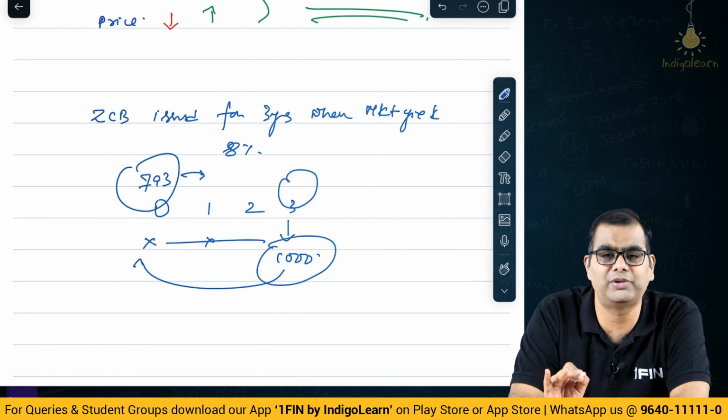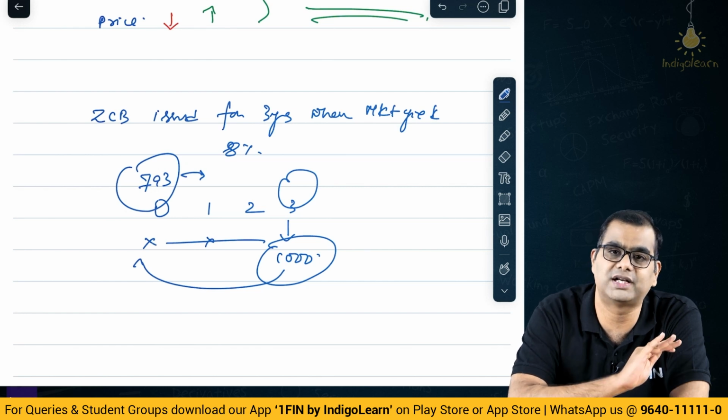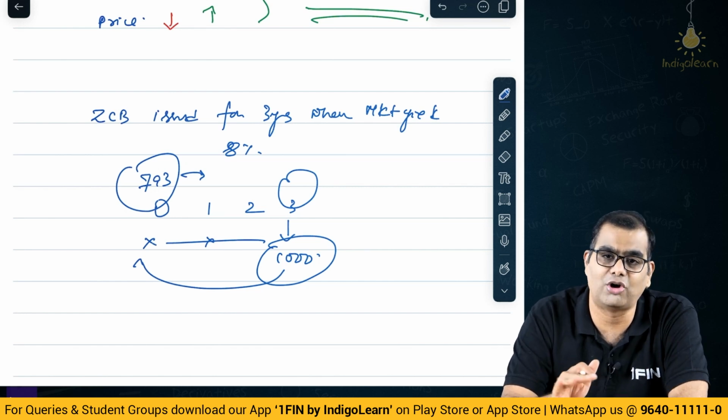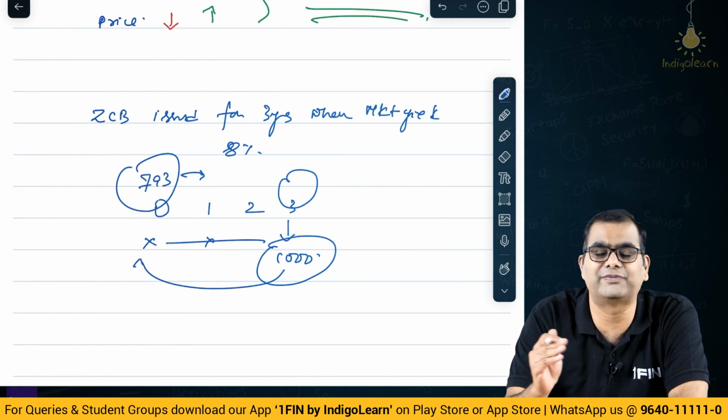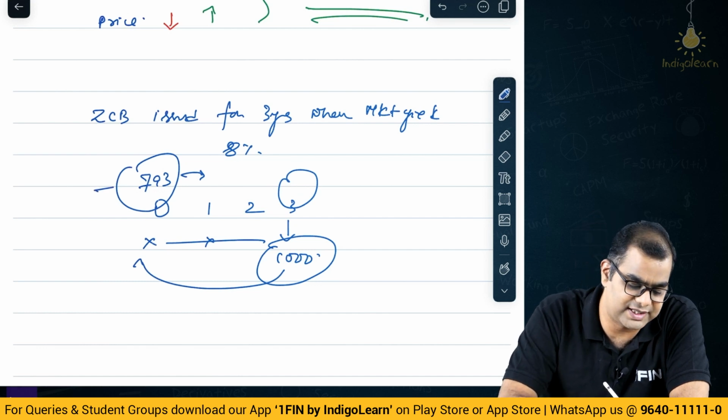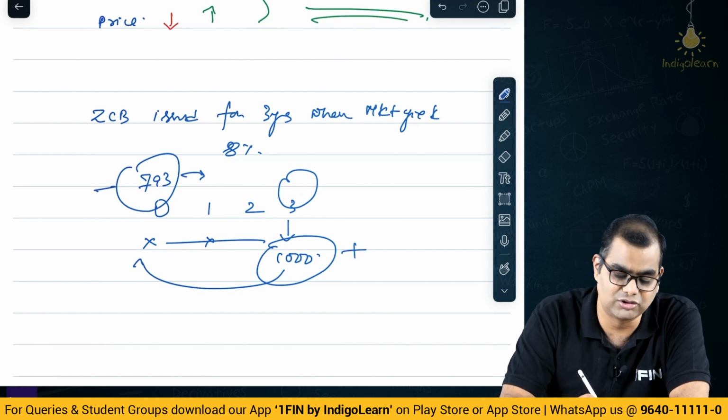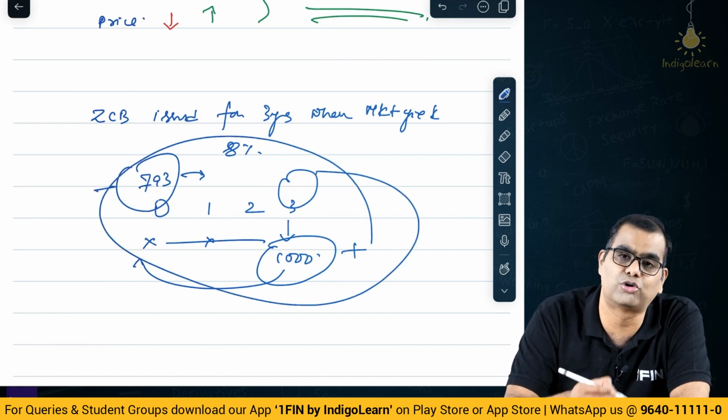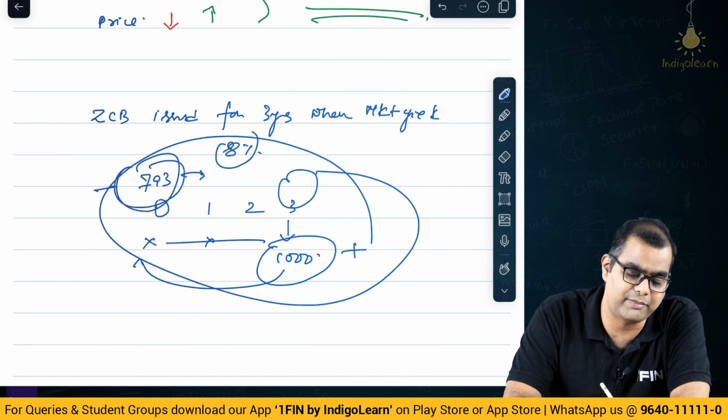So, it is a very simple logic. Zero coupon bond means the coupon value is 0. So, all payments are 0 except for the maturity payment. Initially you invest 793, you get back 1000. In between, what happens? Interest accrues on this 793 at the same 8%.